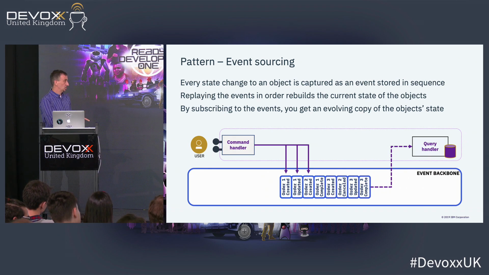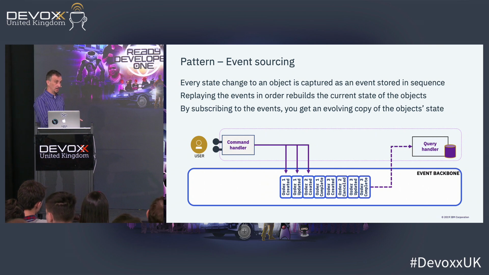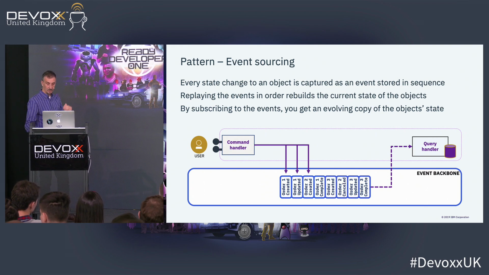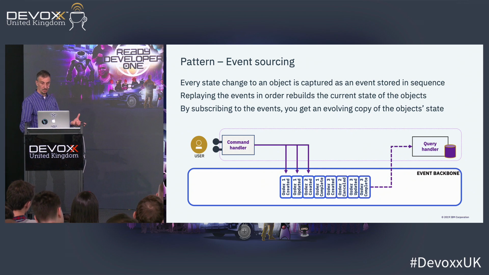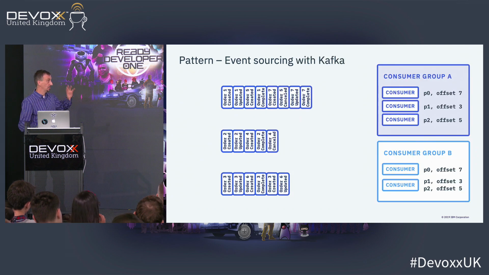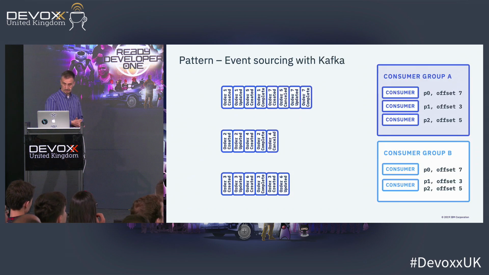Now, this is another situation where the way that Kafka works is a very good fit. It has a way of being able to store data for a long time, so that's nice. But it also has a way of distributing the workload across multiple applications that fits very well with this.